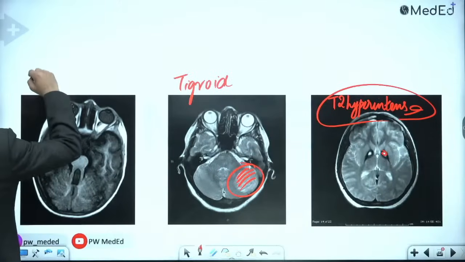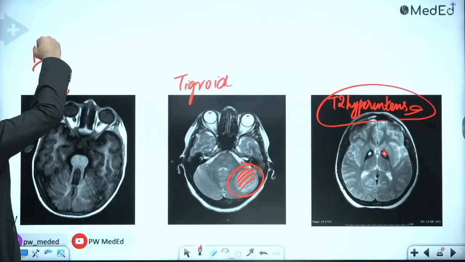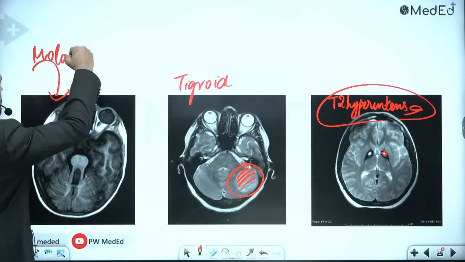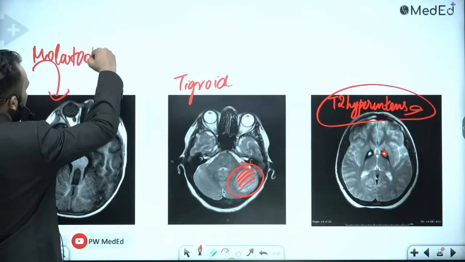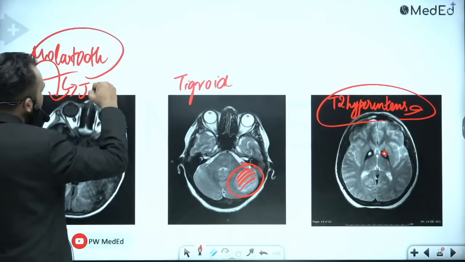And in this image, what are you able to see? Anyone, guys? What are we able to see in this image? So this is your molar tooth appearance of the midbrain. This molar tooth appearance of the midbrain is seen in Joubert syndrome.